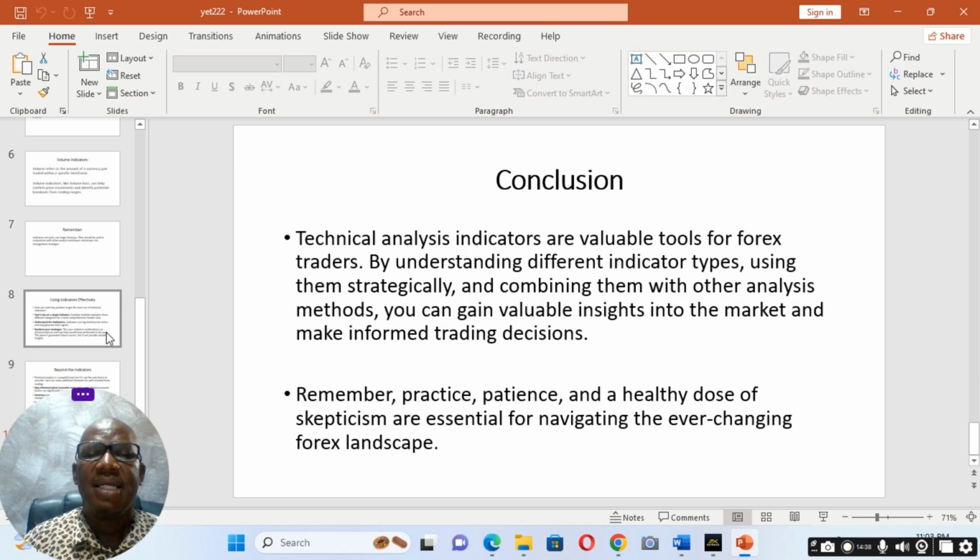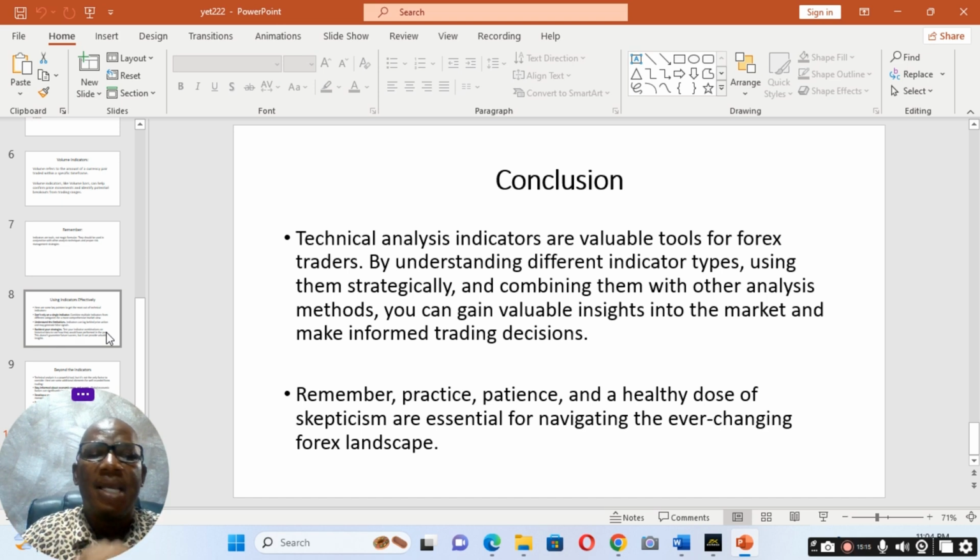Conclusion: the technical analysis indicators are valuable tools for forex traders. Yes, they are. By understanding different indicator types, using them strategically, and combining them with other analysis methods, you must combine them with other analysis methods. You can get valuable insight into the market and make informed trading decisions. Remember, practice, patience and a healthy dose of skepticism are essential for navigating the ever-changing forex landscape.